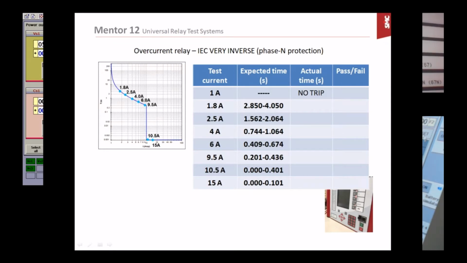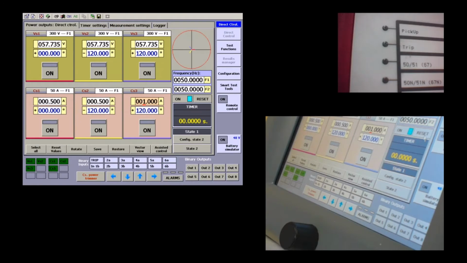From now on, I will be operating on the virtual console. Of course, every change that I do on the virtual console will be reflected on the physical screen in the Mentor here in this camera. Okay. So we go for the next test point, which is 1.8 ampere now. So we adjust here 1.8.